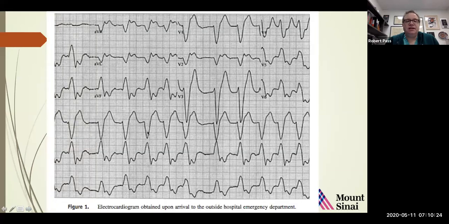This is the electrocardiogram upon arrival. In this paper, you can see it's a very wide QRS. It is, in fact, sinus rhythm with a very long PR interval. You can see that here. This is a very worrisome sign in somebody who is taking flecainide.